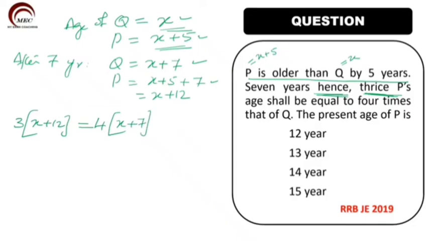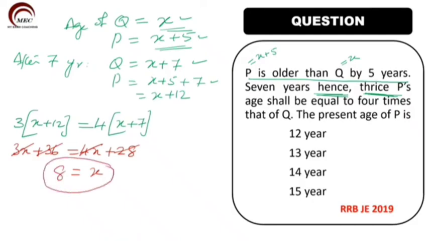Now 3 into x, 3x. 3 into 12, 36. 4 into x, 4x. 4 into 7, 28. Here we have 4x, here we have 3x, so the balance will be 1x. Here we have 28, here we have 36, so the balance will be 8. So we got x is equal to 8. What is x actually? x is the age of Q.